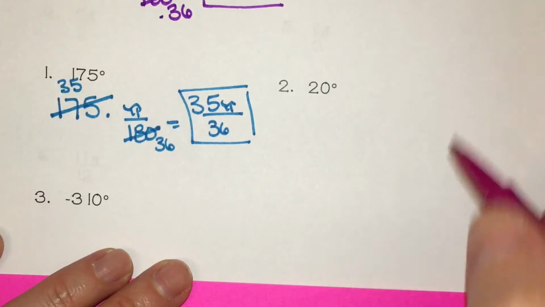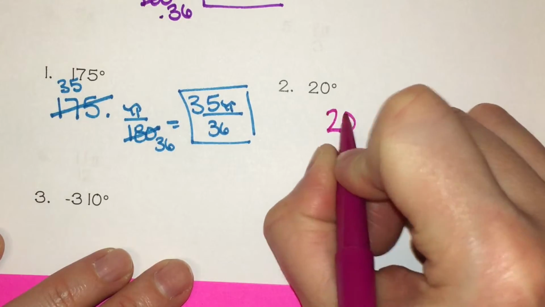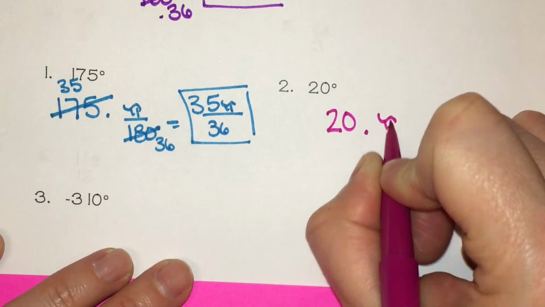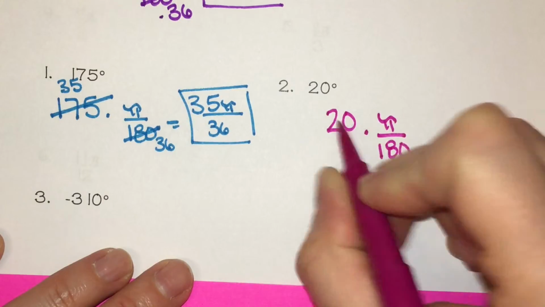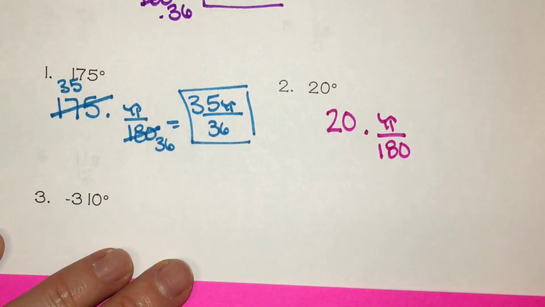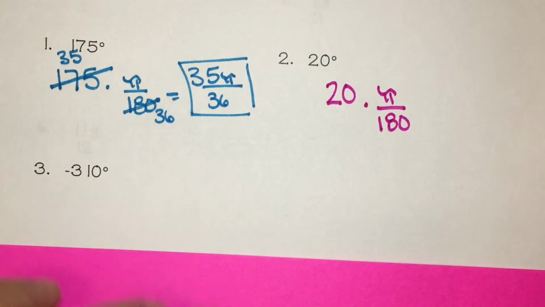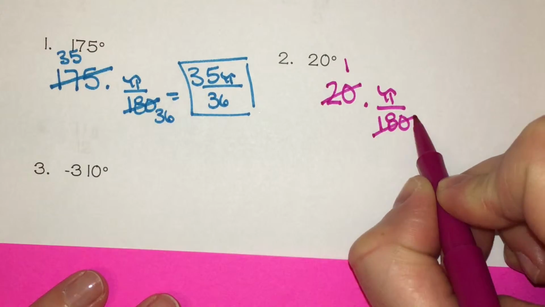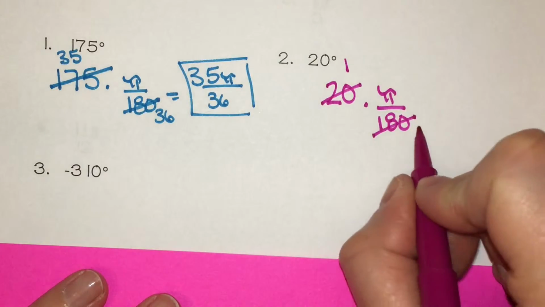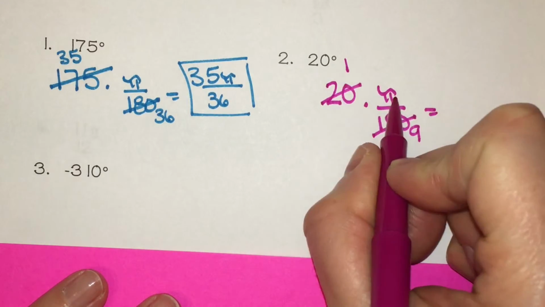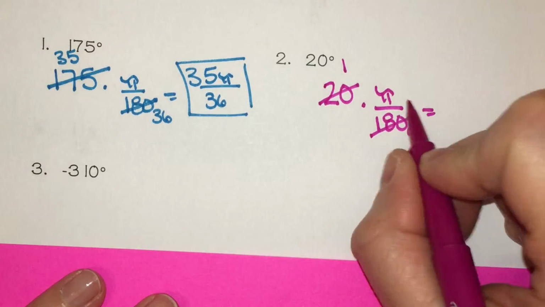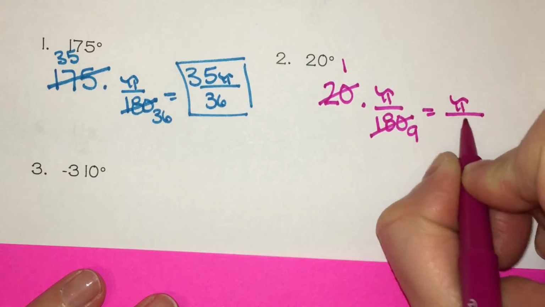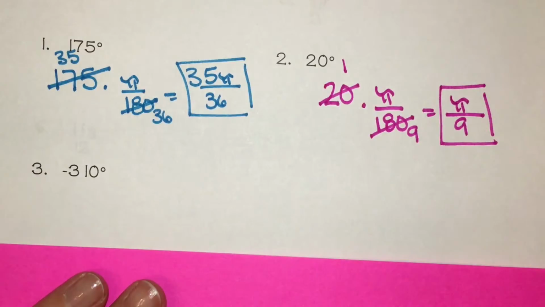Now we're going to deal with 20 degrees, so 20 times pi over 180. I can divide 20 and 180 by 20. I know that's the largest value. So it's easier if you can figure out what the greatest common factor is, divide it by that. 20 divided by 20 is 1. 180 divided by 20 is 9. Multiply across, 1 times pi is 1 pi, or just pi, over 9.